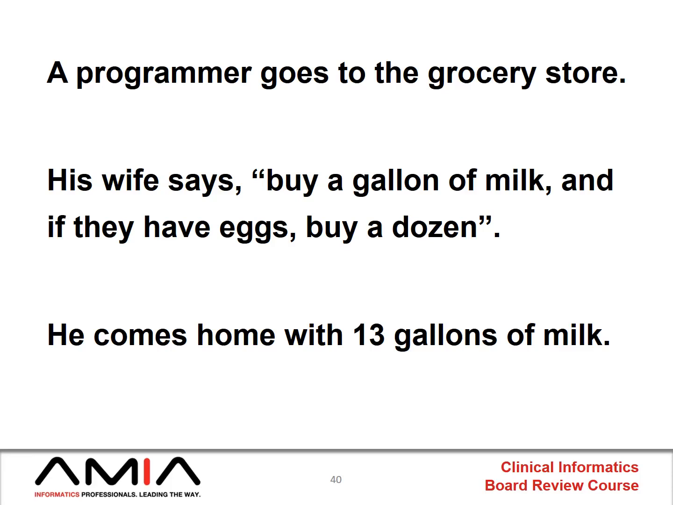Believe it or not, this is actually a very useful computer programming joke because it references something called variable scope. So in this example, where the wife says if they have eggs buy a dozen, it's unclear what the scope of the value of a dozen is. Does the scope refer to the eggs, or does the scope refer to the milk? And so this computer programmer, who's our literalist, thought it still applied to the gallon of milk, and that's what he did. Computer humor, you gotta love it.